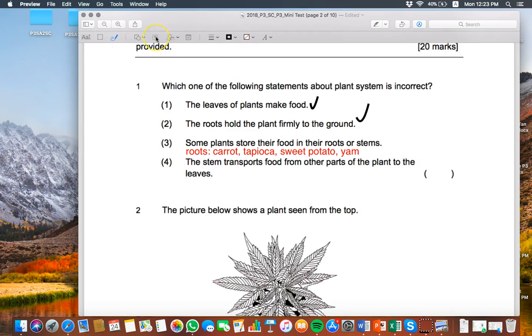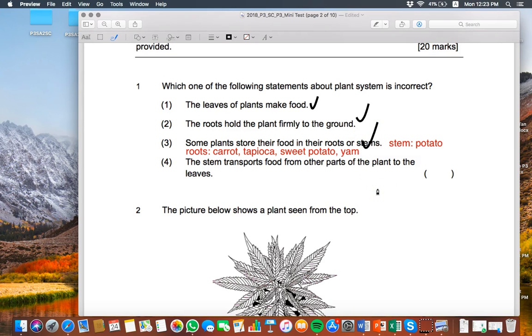Okay, next. Which plants store foods in their stems? Maybe we have not mentioned this in class, but in your textbook on, not diversity, I think it's on systems, plant systems, they mentioned that potato stores food in its stem. So this statement is correct.